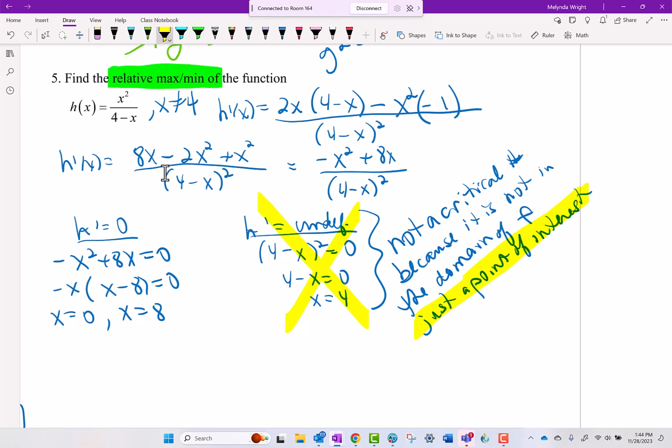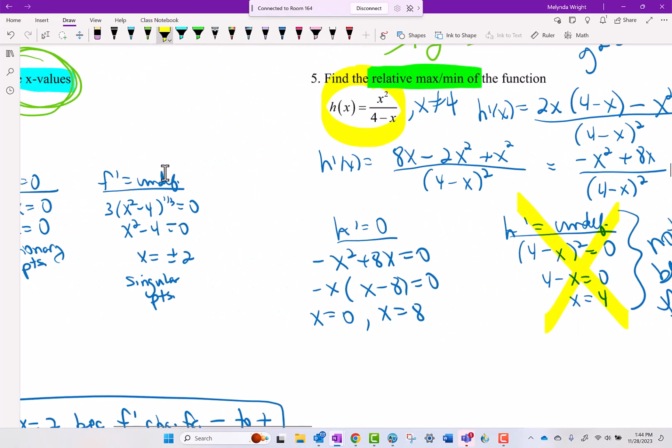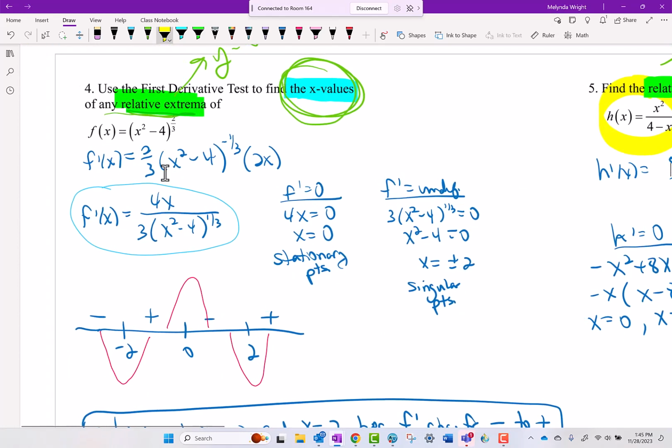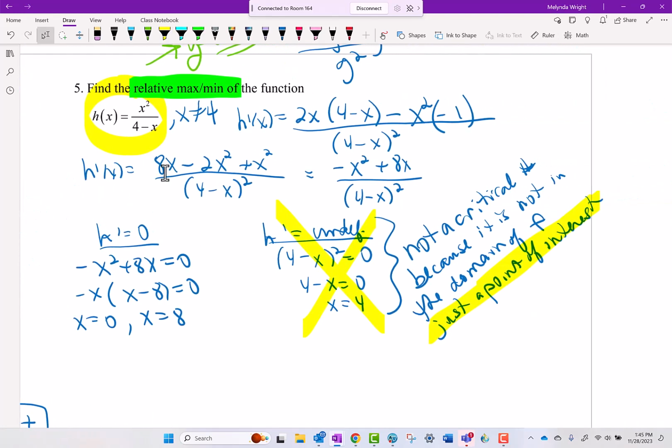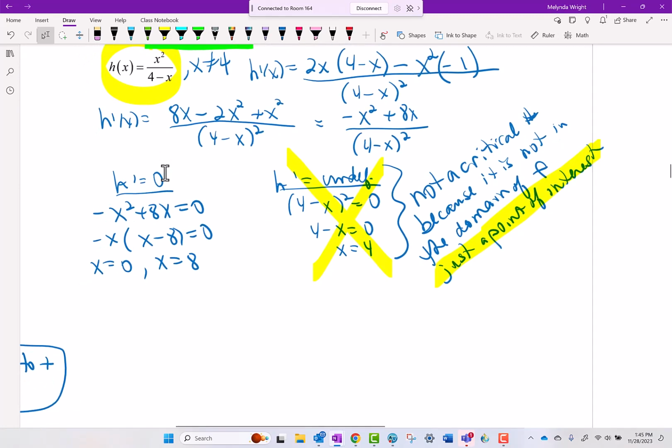Is that the same for any undefined value? Yes. Now let me be specific. We do want to find out where h prime is undefined, but if that number also caused the function to be undefined, that's what disqualifies it. Unlike this problem right here, where plus and minus 2 did not cause this function to be undefined. That would have been fine to put a plus minus 2 there. But over here, the 4 causes the original function to be undefined, so it's just a point of interest. It's not a critical number, but we're still going to put it on the number line.